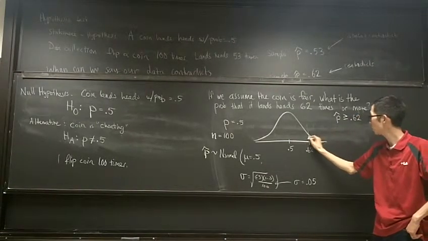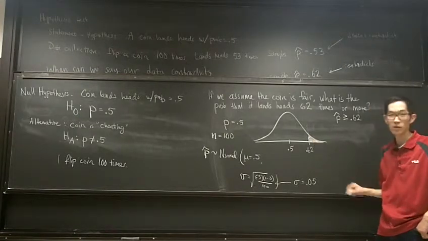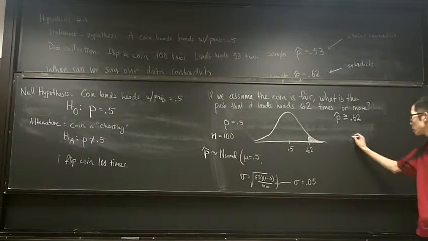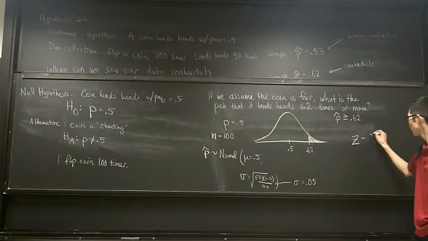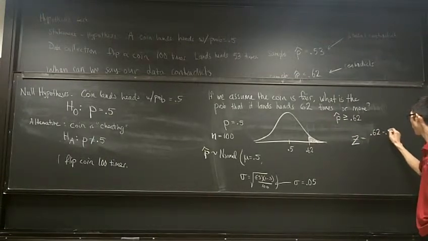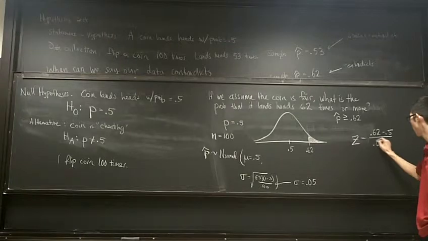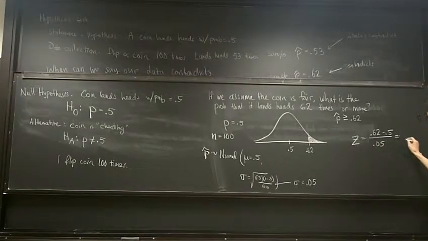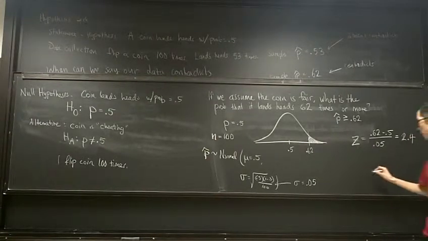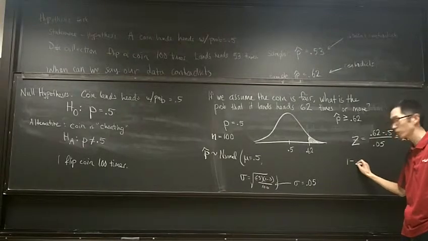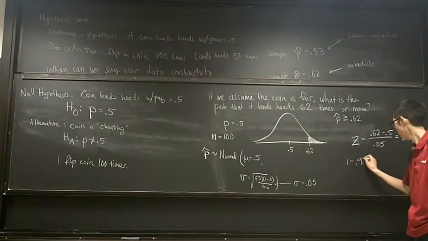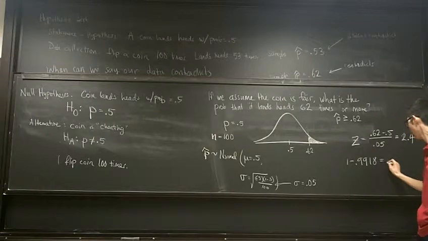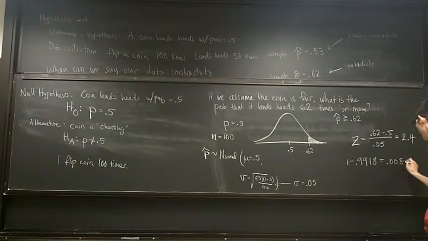Okay, is this okay? So I want to know this. My z-score is 0.62 minus 0.5 divided by 0.05. I get a z-score of 2.4. And the probability is 0.9918. One minus 0.9918 is 0.0082.